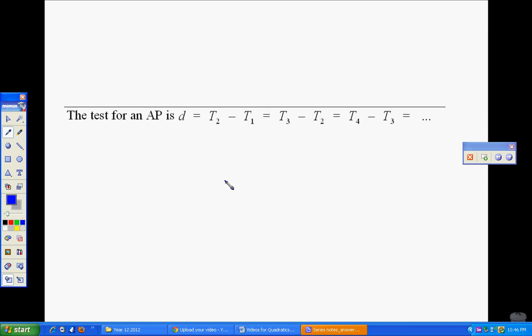In these next set of questions, we're going to use the test for an AP. As we've said before, the common difference in an AP is the second term minus the first, or the third minus the second, the fourth minus the third. They all must equal the same because they're always going up by the same amount. If they don't, then it's not an arithmetic progression. So we're going to use this test.